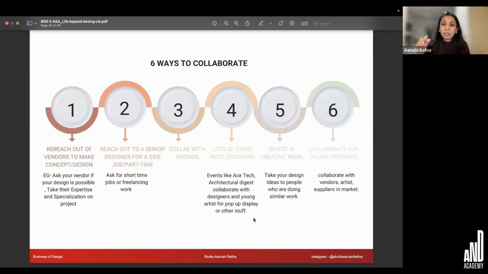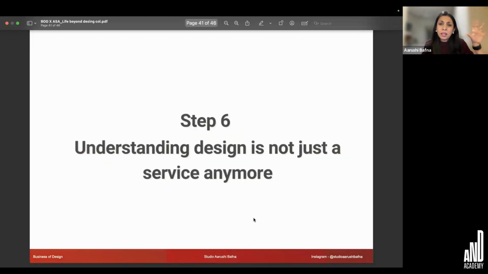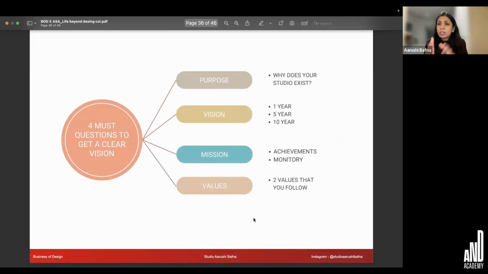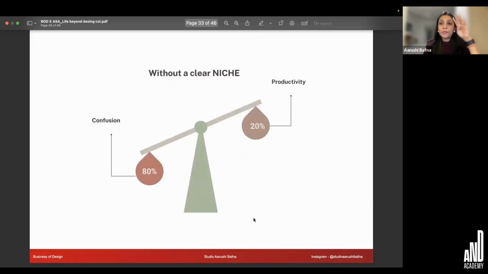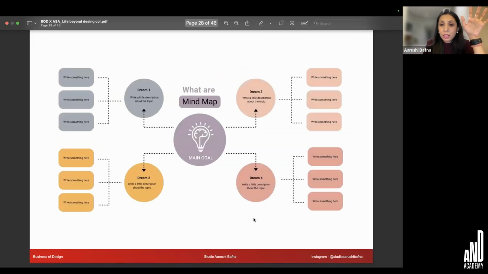Okay. Invest in creative work. Start investing at the right point. I'm not saying you have to invest right out of college, but once you've done a job, have some savings, it's good to invest in your own business and collaborate for online presence. So these were just a few tips and tricks that we use to run a design business. But to actually start a business and get out of the chaos in your head at the right time, you need to follow the 5 step vision board that we have just discussed.